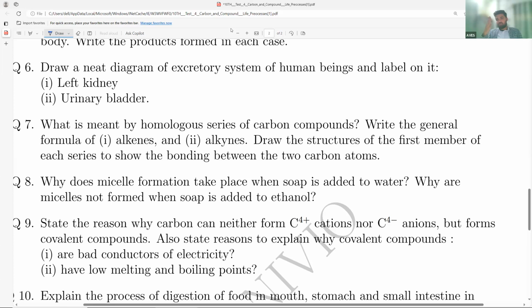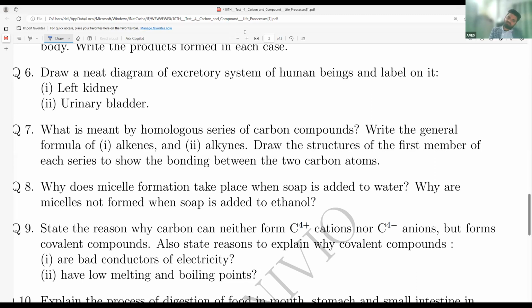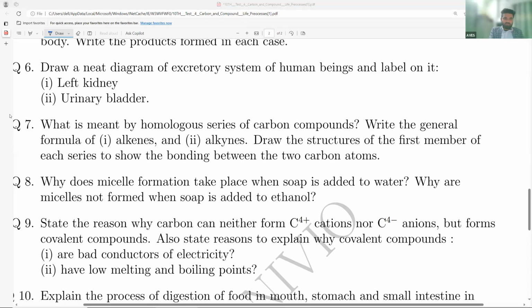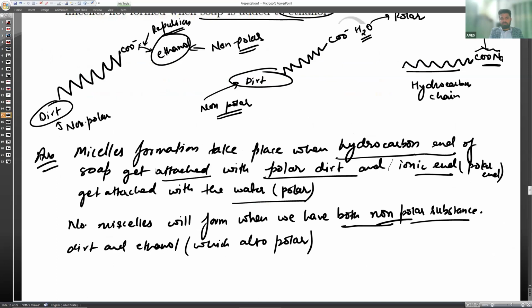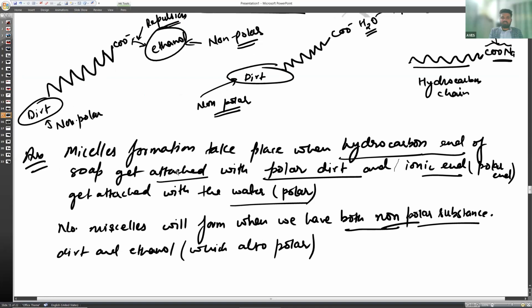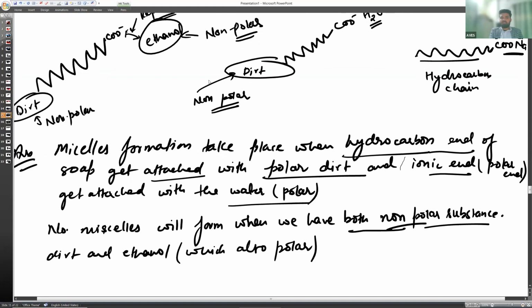Because ethanol is non-polar in nature. So for forming micelles, let me explain here. Micelle formation takes place when the hydrocarbon end of the soap is attached with the polar dirt and the ionic end is attached with the water. So here is the answer for micelle formation that you see.